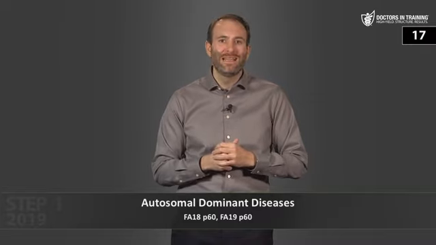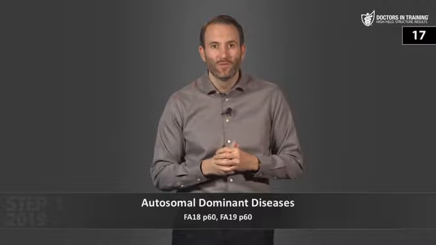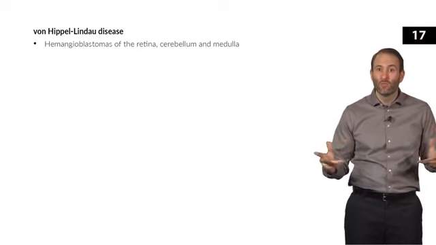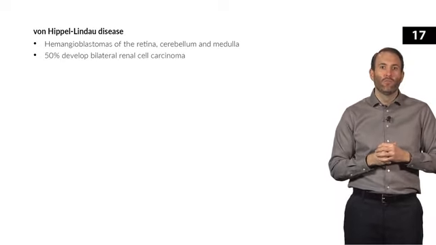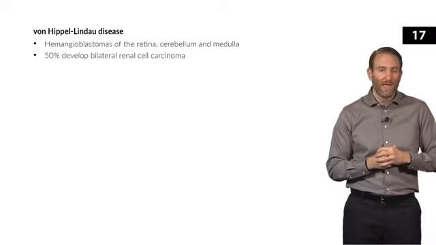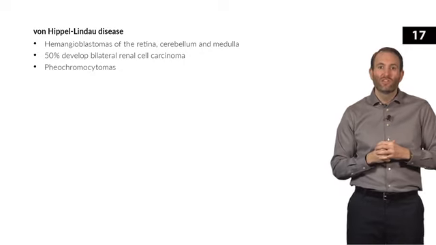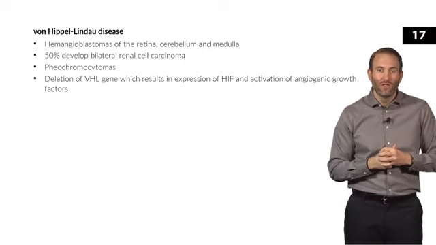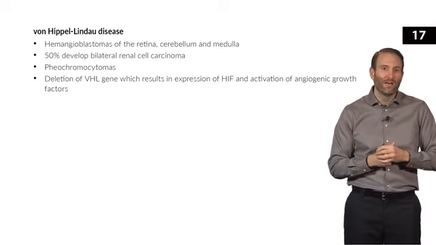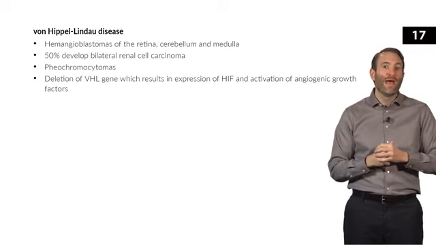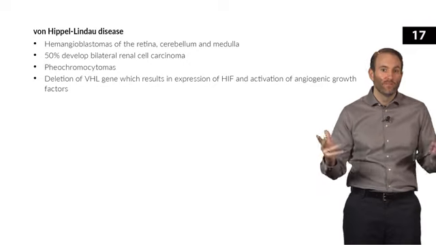Next, we have von Hippel-Lindau disease. So this is, again, an autosomal dominant disorder that predisposes patients to multiple types of tumors. Patients will have hemangioblastomas of the retina, cerebellum, and medulla. About half of the affected individuals develop multiple bilateral renal cell carcinomas and other tumors as well. One of the other tumors is going to be a pheochromocytoma. Now, it's associated with deletion of the VHL gene, which fits with von Hippel-Lindau. This results in expression of something called HIF, a transcription factor that leads to activation of angiogenic growth factors, which is why you have all these hemangioblastomas.